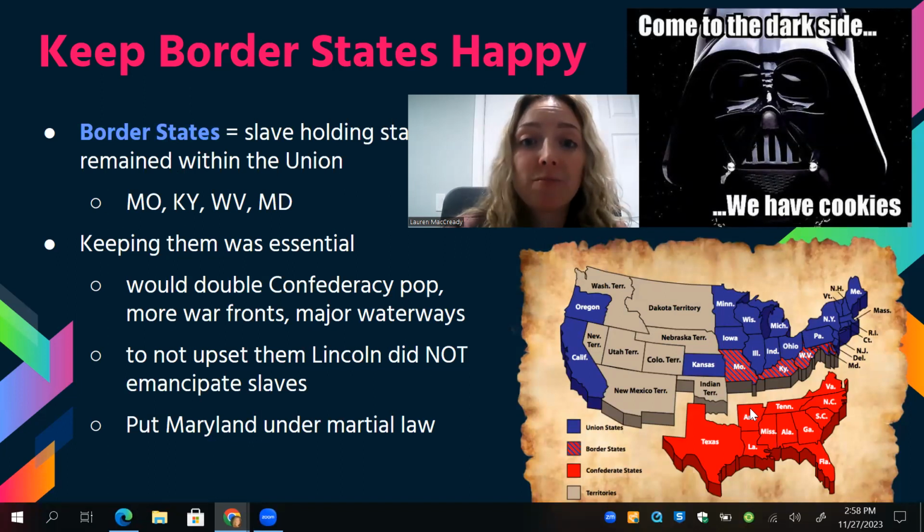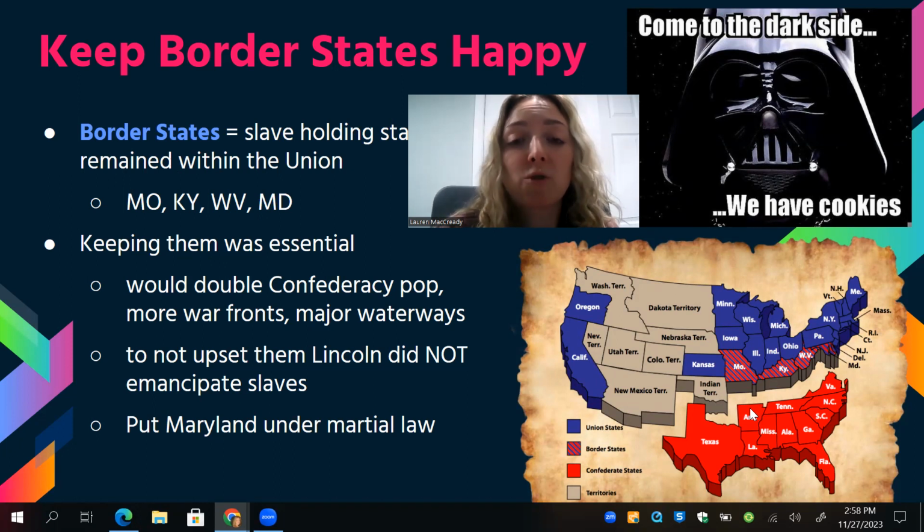It allows a buffer for the war, and a lot of the major waterways pass through these. And so in terms of transportation, for us to utilize during the war and fighting, we want to make sure we can secure those and the South doesn't get them.